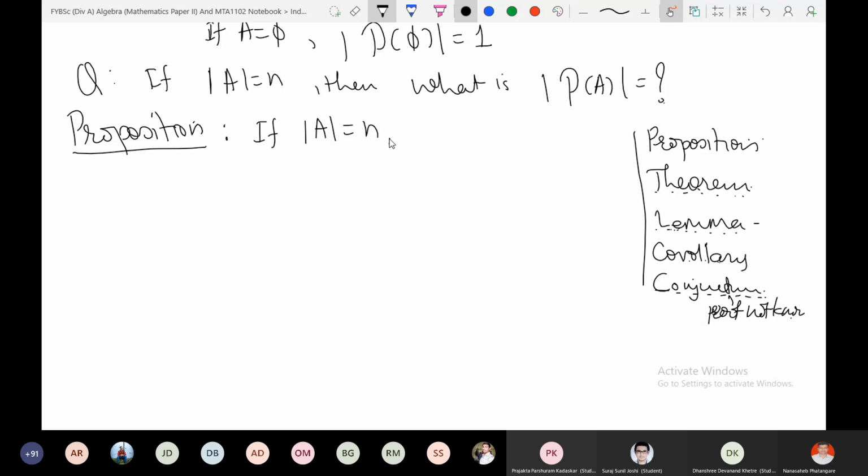Anyway, so now the proposition is: if the cardinality of A is n, then the cardinality of the power set of A is 2 raised to n. Right, and next time we will try to prove this proposition. This is true for all natural numbers. So if you want to prove something for all natural numbers, certainly you can use induction, and then you can prove it is true for all natural numbers.